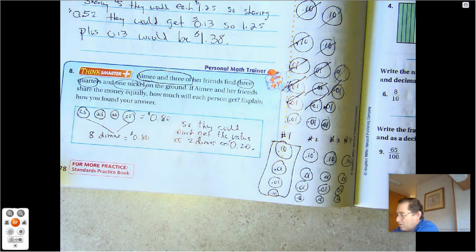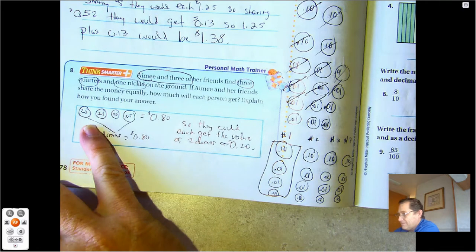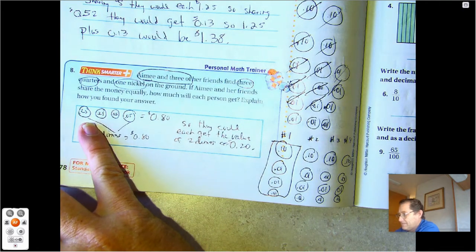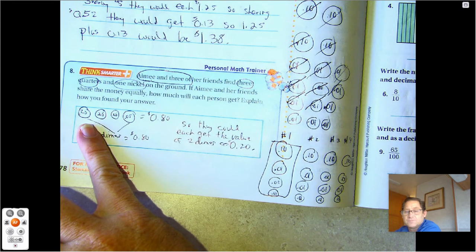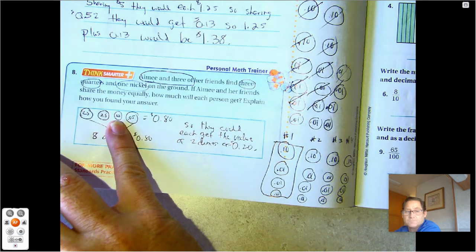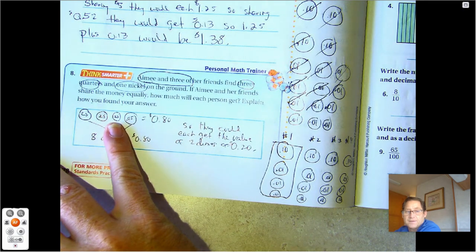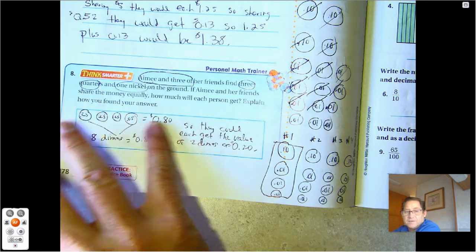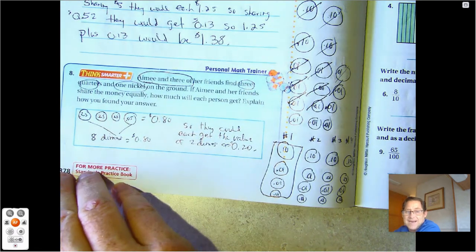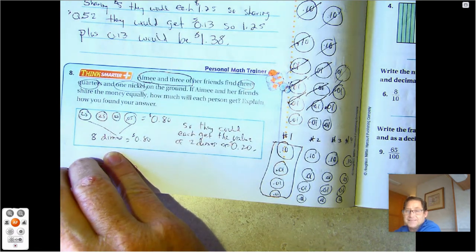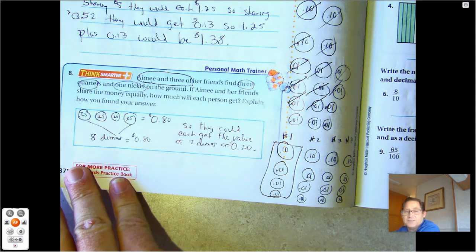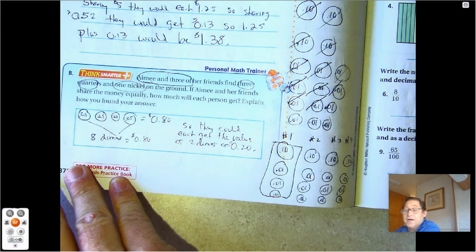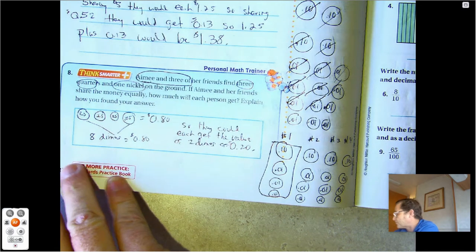Okay, so basically what I did was I said, well, I can't really split 3 quarters into 4 groups. So is there another way of thinking about the 80 cents? Well, 8 dimes is 80 cents, and 4 is a factor of 8, so that tells me that each girl could get the value of 2 dimes or 20 cents.